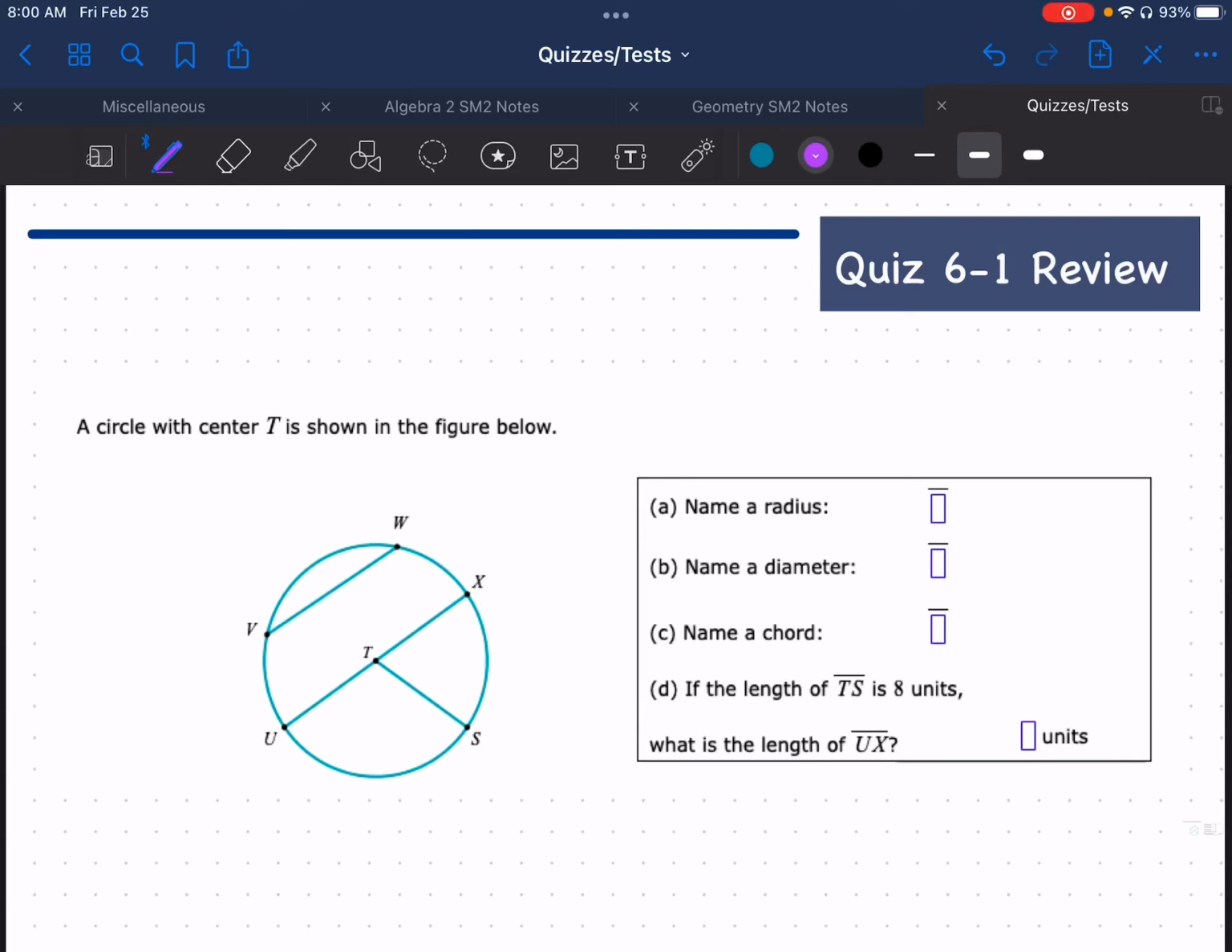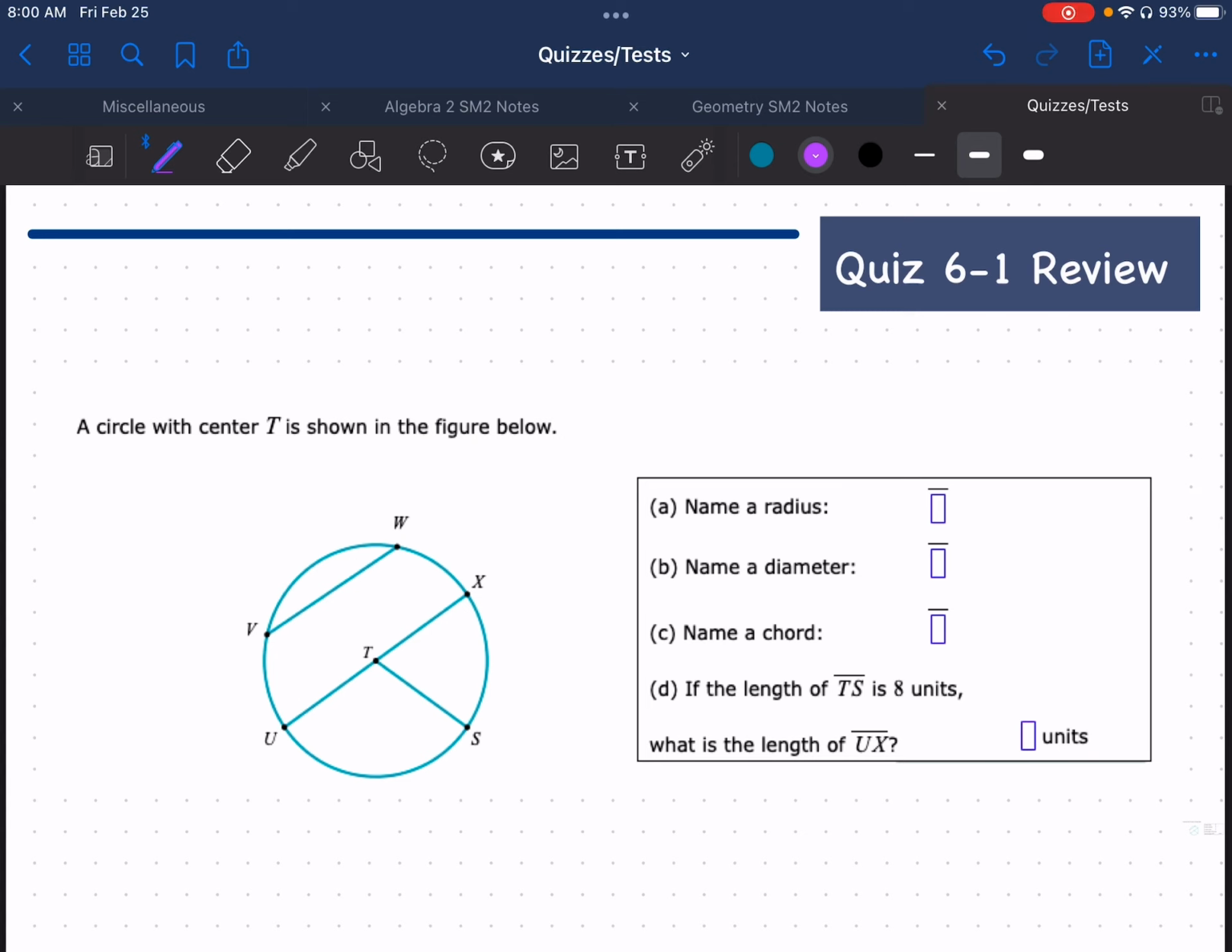Today's lesson is your review for your quiz over 6.1 and 6.2. The first question that I wanted to review with you today was this question about a circle with center T shown below, and then these four questions are asked.